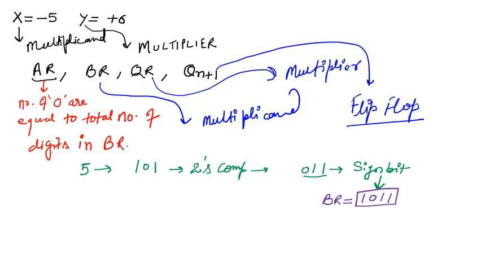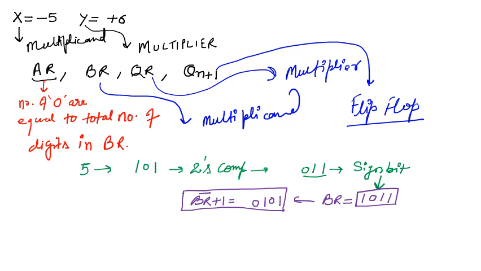and we also need the value of BR complement plus 1, meaning the 2's complement of BR again, so it will be 1010. So we will require both these values during the algorithm. At which stage they will be required, we'll discuss later on.